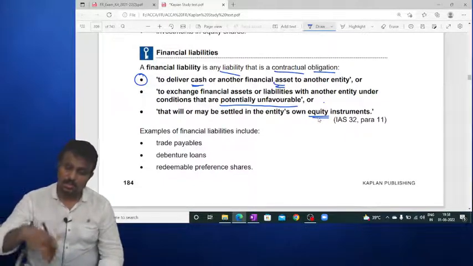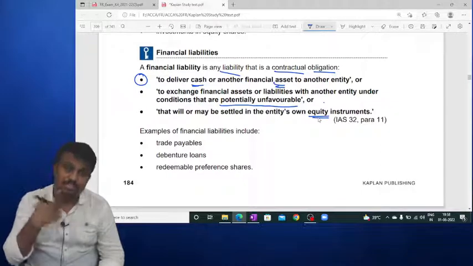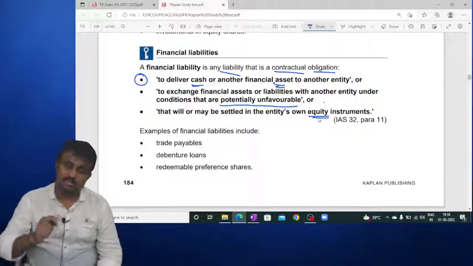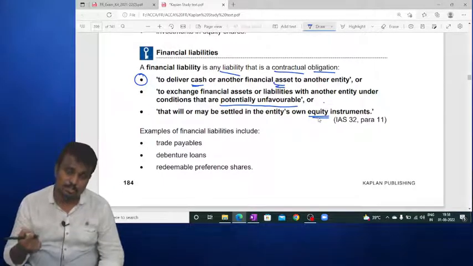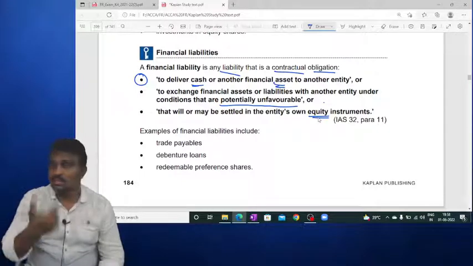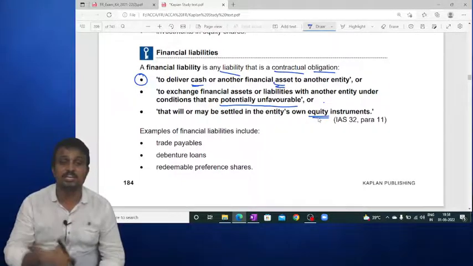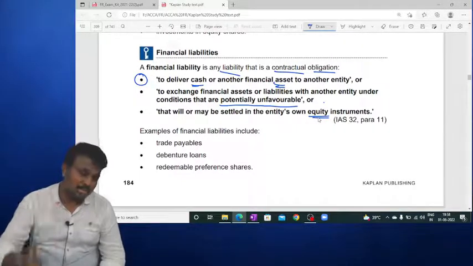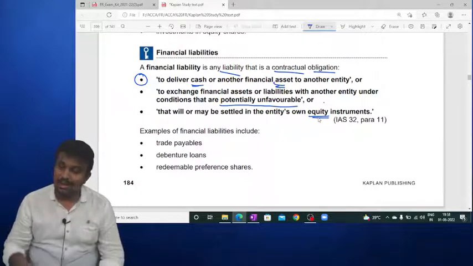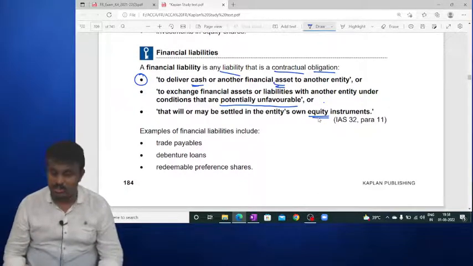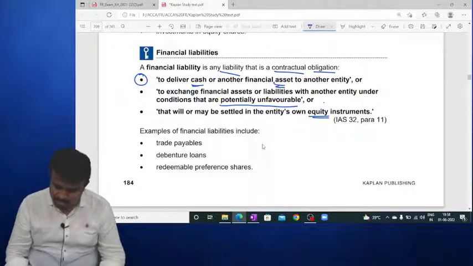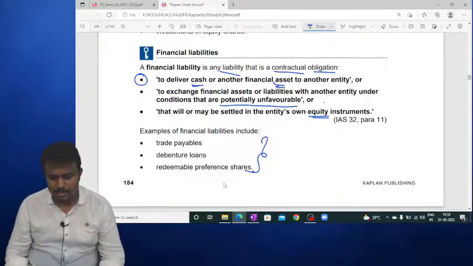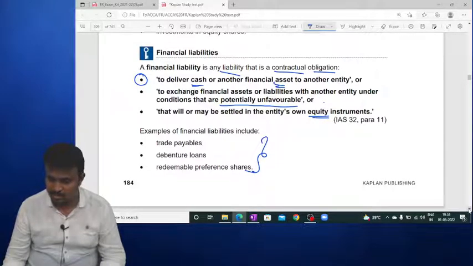For example, in the case of convertible debentures, convertible bonds or convertible preference shares, at the date of maturity the company converts the debenture into equity shares. It means the liability to the debenture holders or the preference shareholders is settled in equity shares of the company. The best examples are trade payables, debentures, and redeemable preference shares.